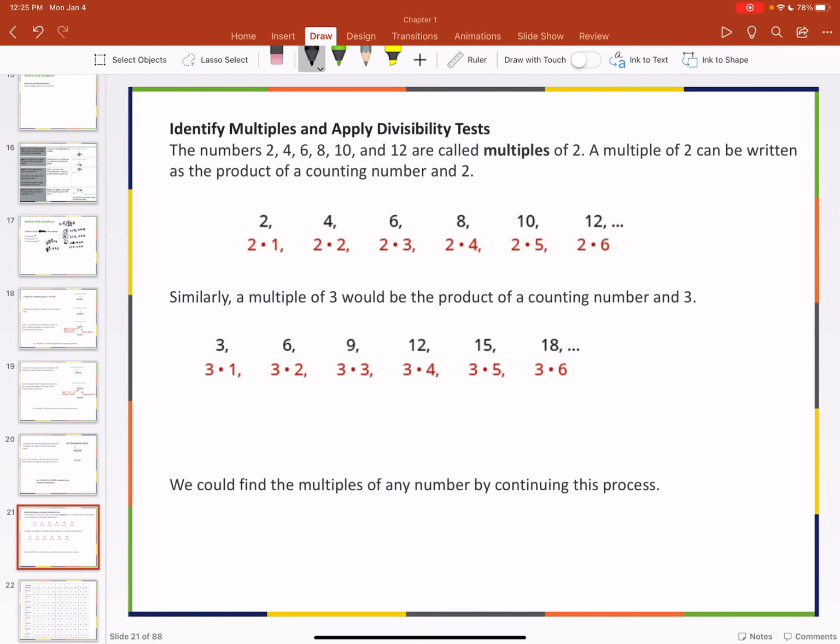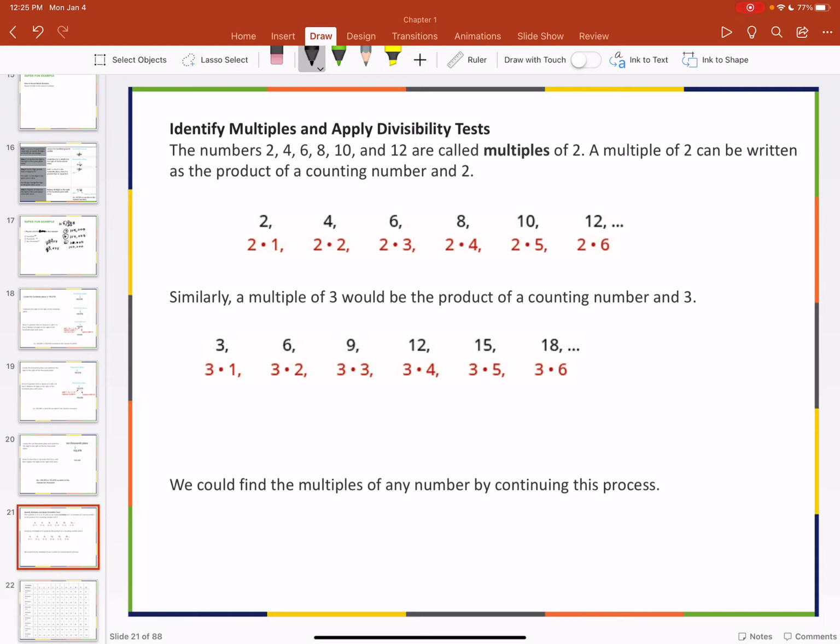Okay. So next thing is to identify multiples and apply divisibility tests. So first of all, what are multiples? So let's say you have the number 2. What's a multiple of 2? If we were to count by 2s, those are the multiples of 2. So like 2, 4, 6, 8, right? Those are multiples of 2 because they can be rewritten as the product of a number and 2. And similarly, multiples of 3 can be rewritten as a product of a number and 3. Another way to think of it is just counting by 3s.